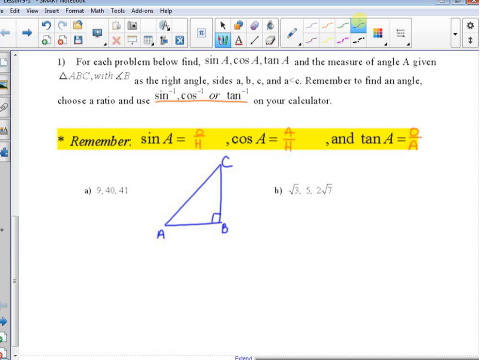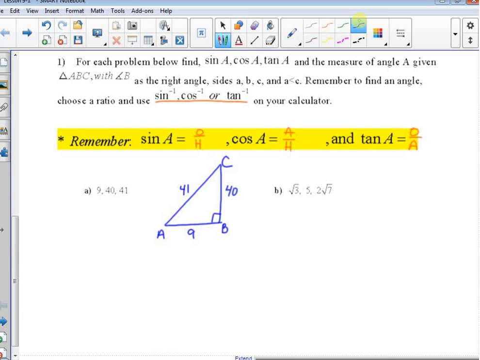We have to have 41 as the hypotenuse because the hypotenuse is always the longest side. And then it really doesn't matter where you put the 9 and the 40. I just chose those. The answers are going to come out the same. So then it says choose ratio. So for each problem below, find sine, cos, tan of A.